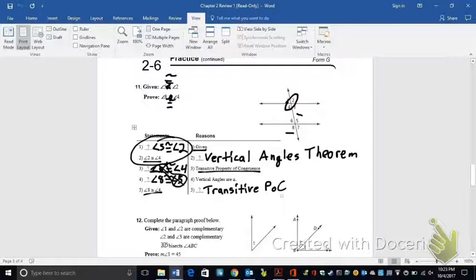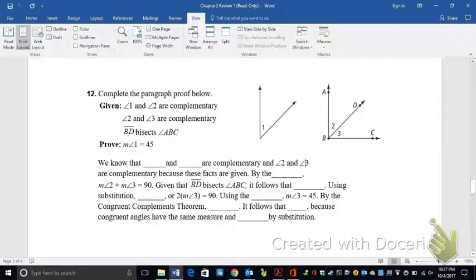Now, I know that I said I'm just going to do odds, but I also said I want to do all the proofs. So 12 is a proof, so let's do the proof. We'll do it a little bit more cohesively, sorry about that. So, we start off with our givens. Angles 1 and 2 are complementary, 2 and 3 are complementary, and BD bisects angle ABC. So we need to prove that the measure of angle 1, which is out there floating in the air, is 45 degrees. So this is how we're going to do it.